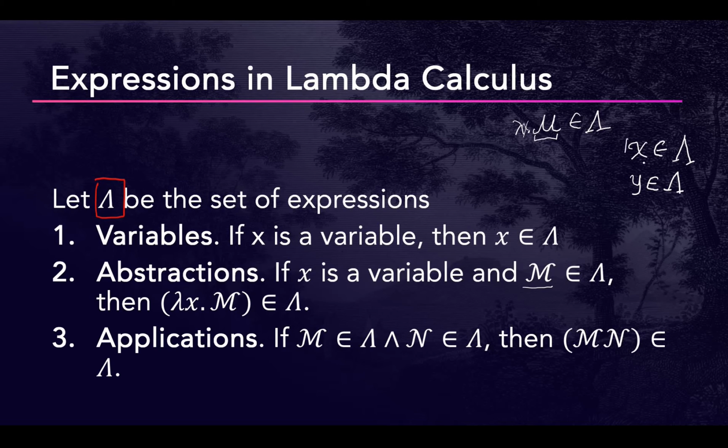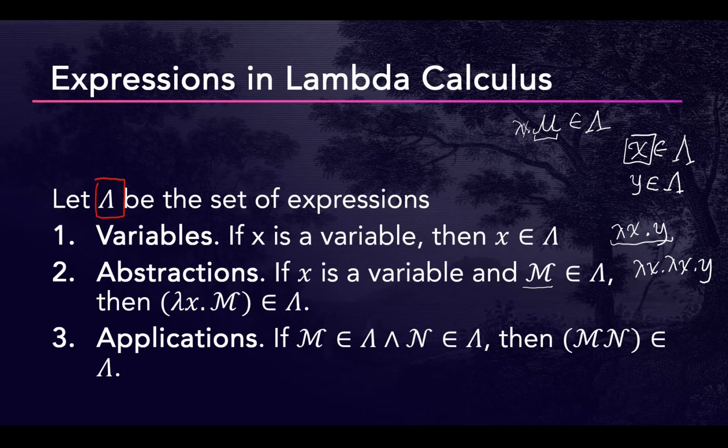So since we know that a variable that looks like this, for example, is a valid lambda calculus expression, then we can generate this lambda calculus expression that looks like this, lambda x dot y. And since we know that this as well is a lambda calculus expression, then we know that lambda x dot y, for example, is also a valid lambda calculus expression.